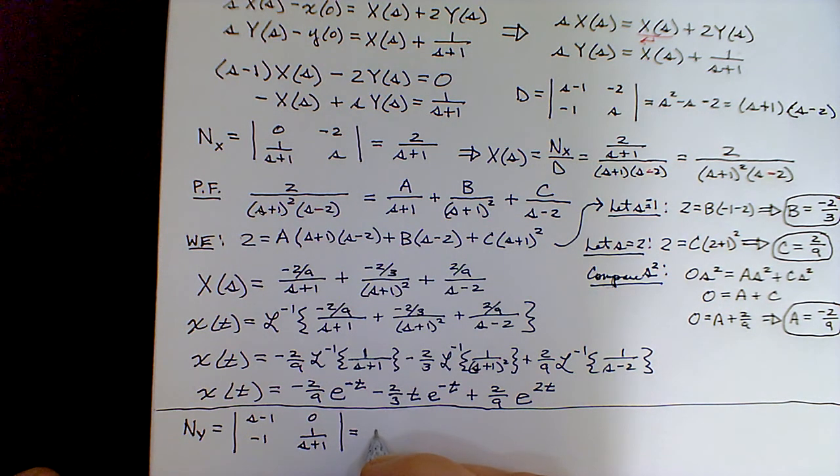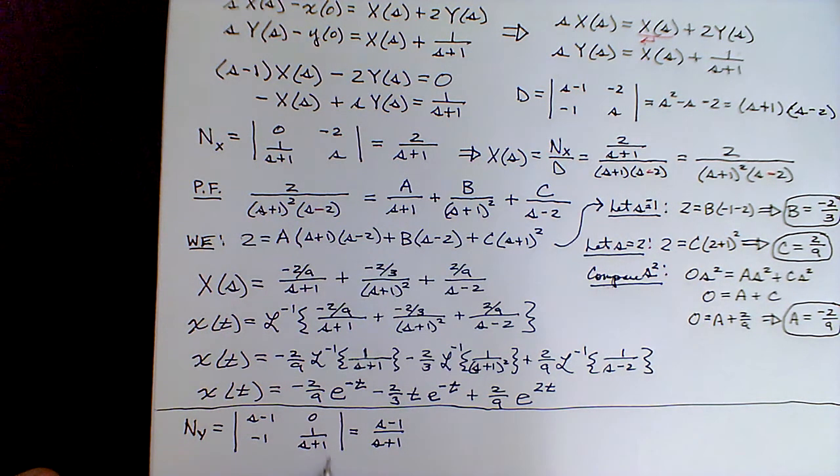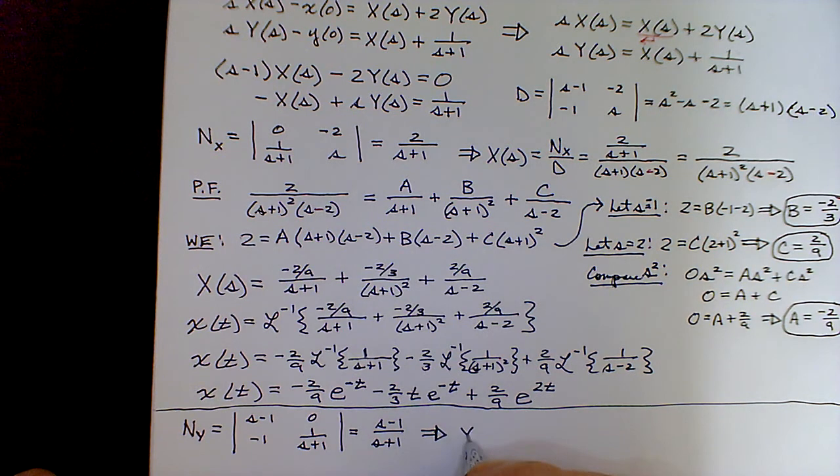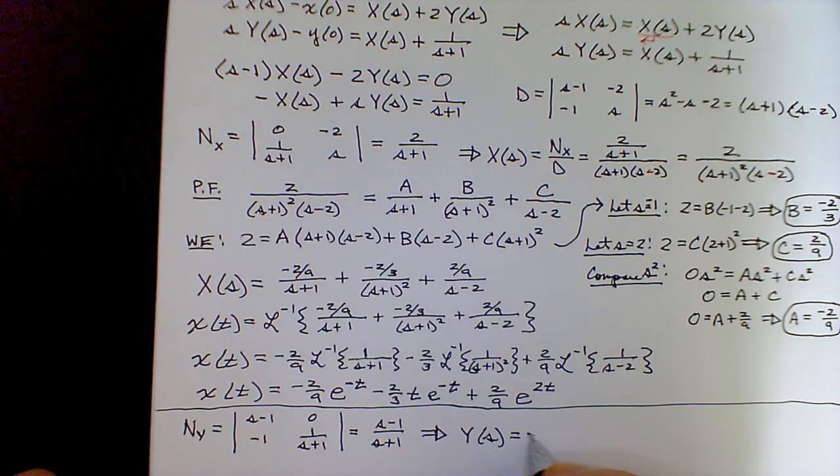So then that gives us just s minus 1 over s plus 1. So this product, and then that product, of course, is 0. And so therefore, y of s is going to be s minus 1 over s plus 1.